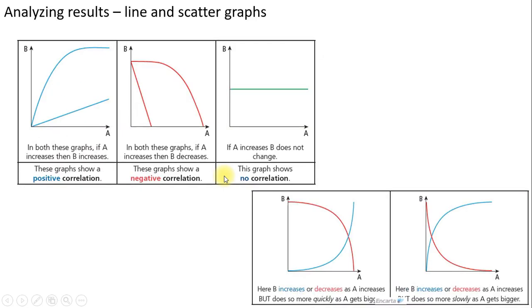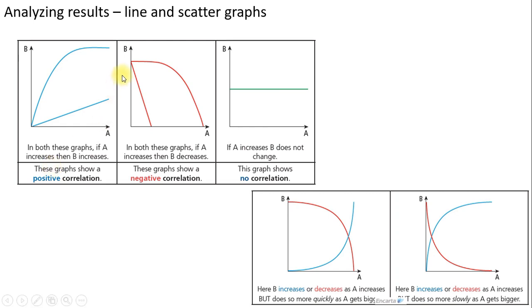Now, after our graph, we need to analyze the results. The pattern of the graph will help us to tell the results of the investigation. If I have A and B, for instance, B being the dependent and A the independent, and I have both graphs increasing, like here, if A increases, then B increases, then I can say that the graph shows a positive correlation between the two variables. That's a positive correlation.